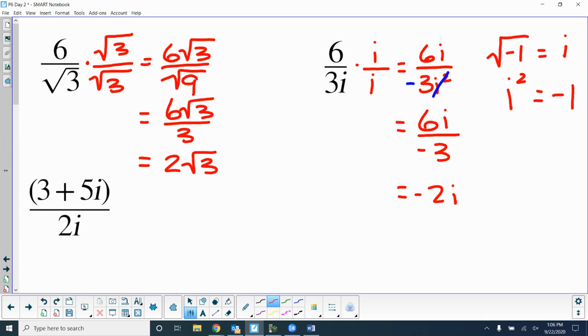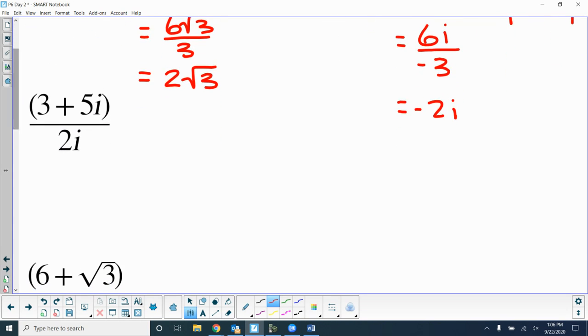So think of i's like we do radicals in denominators. If we see an i in a denominator, we gotta get rid of it. We gotta move it out of there. So we multiply by i over i. So we would do the same thing for this problem. Move it down a little bit.